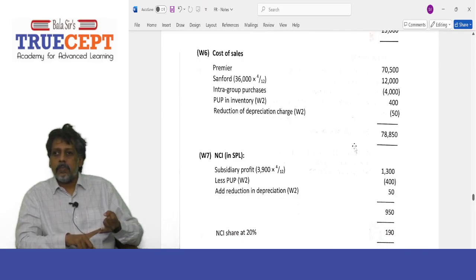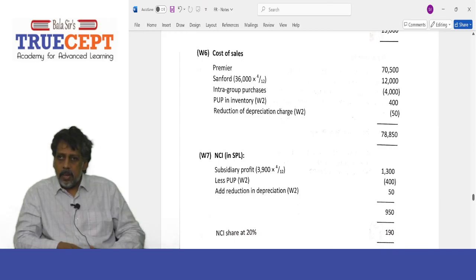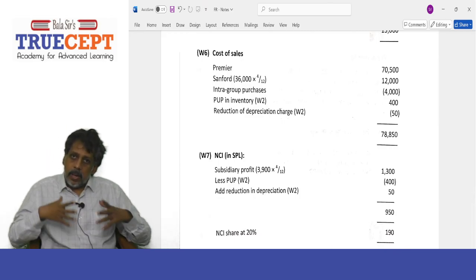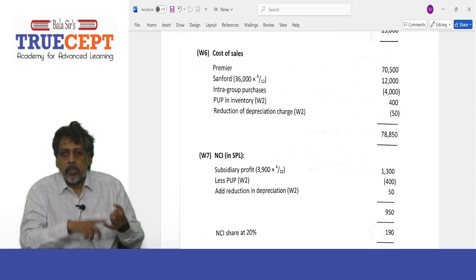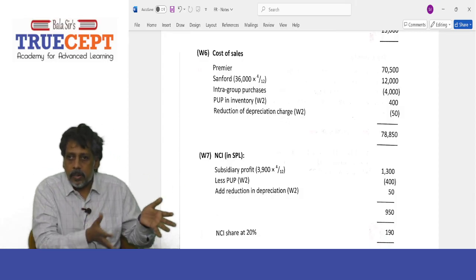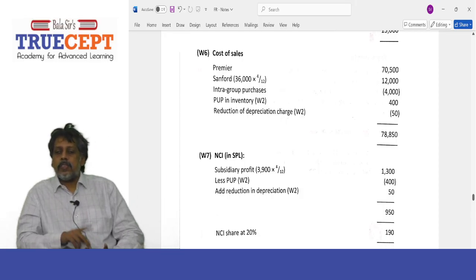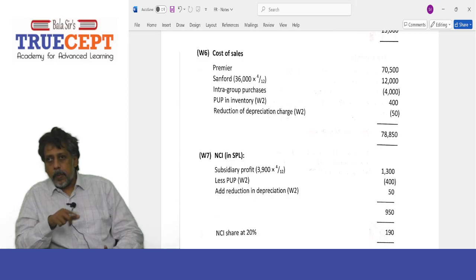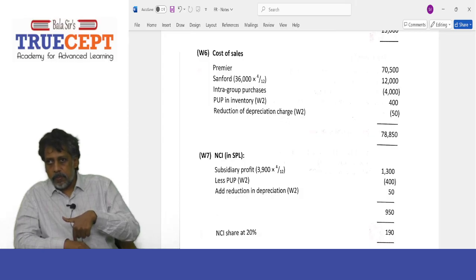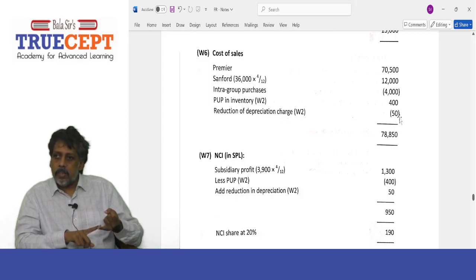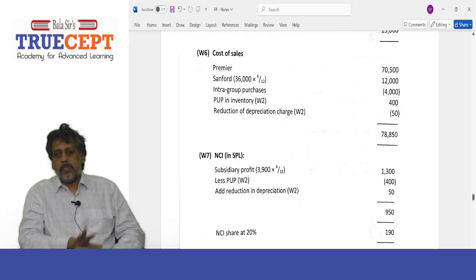You add 400. Reduction in depreciation charge, negative 50. Here, please remember, since you are preparing a P&L, depreciation for the year would have been added to cost of sales anyway. What is cost of sales? Opening stock plus all your cost of goods produced, purchased, and then all the factory overheads put together. Therefore, please subtract depreciation because it's a reduction in your expense. Minus 50. 78,850. That is the amount to be taken as cost of sales.